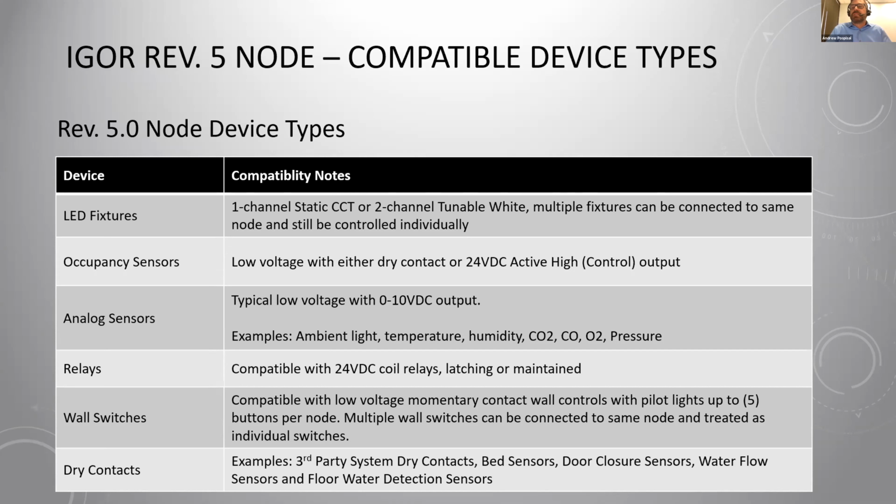And then the bottom line there is really some dry contacts, just whether we're picking up, say, a fire alarm or some type of indicator from a third-party system, or getting into bed sensors, door closure sensors, water flow detection sensors, floor water sensors, etc. Some different examples of dry contacts that the Rev 5 nodes can pick up.